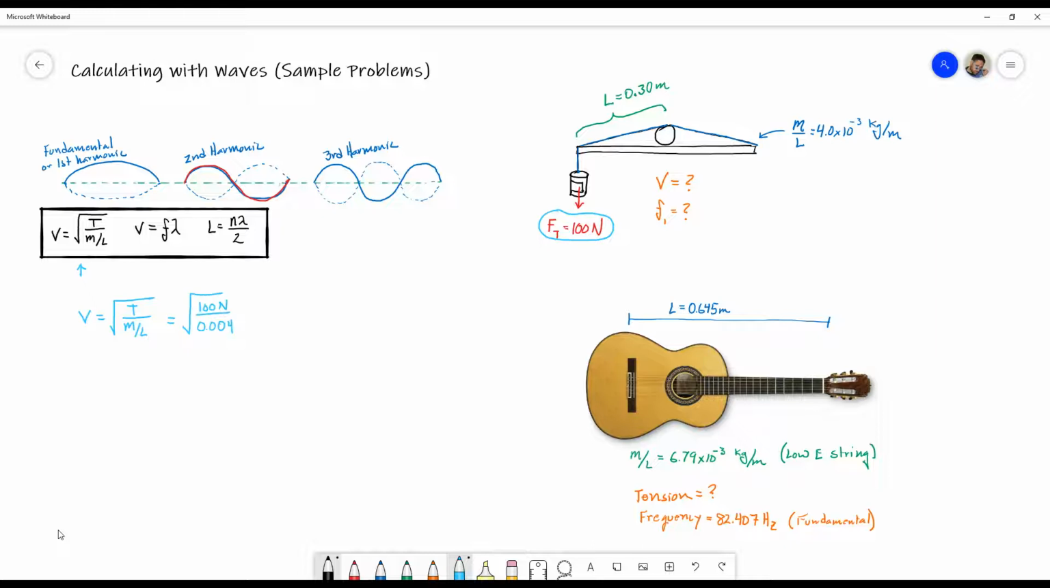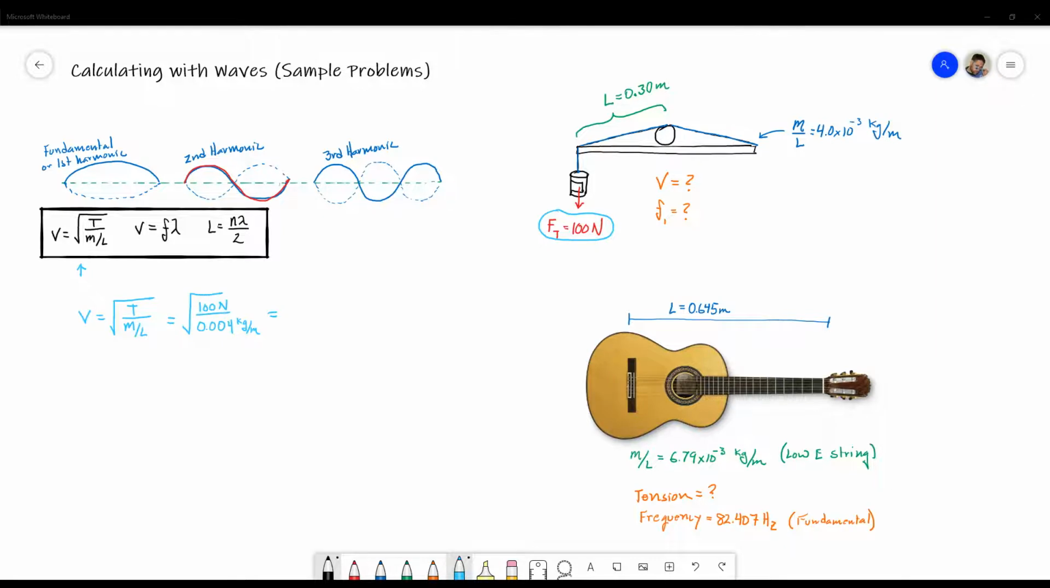Because I'm moving my decimal place 3 to the left. And this is, again, in kilograms per meter. Now, I'm going to solve this on a calculator. All I'm going to do is take 100 and divide it directly by 0.004. I'm going to hit equals, and what I get from that is 25,000.